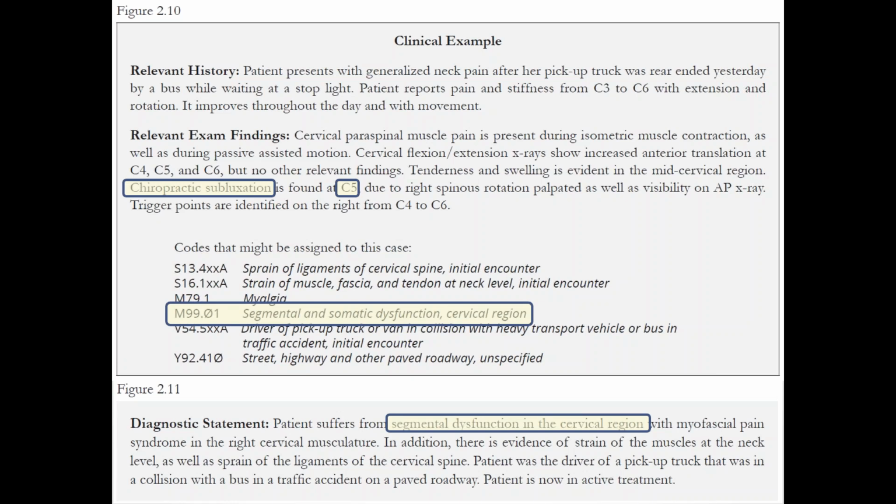I give them segmental dysfunction in the cervical region. So with segmental dysfunction, I don't have to list somatic as well. I include the cervical region. I don't have to do the specific segment for the diagnostic statement. You do need to do specific segments, by the way, for Medicare, so you might as well include it in there. But what I've done is I've just taken the information from my history and my exam, and I put it into this diagnostic statement that's more closely tied to the codes themselves, okay?